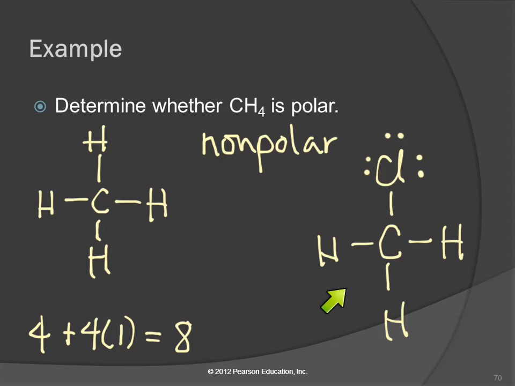Okay, so that's good. Are all of these the same? Do they all have the same electronegativity? No. Chlorine is a lot closer to fluorine than hydrogen is. This is more electronegative. So the first condition is true, the second condition is not true. So then we say this is a polar molecule. So this one's polar.